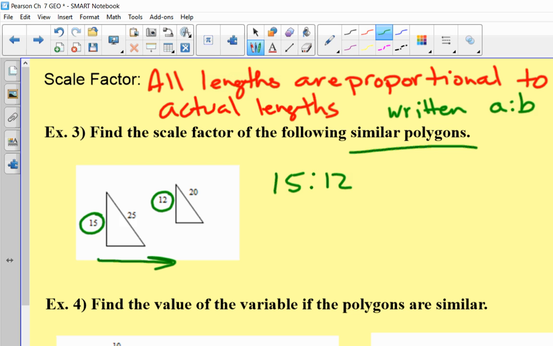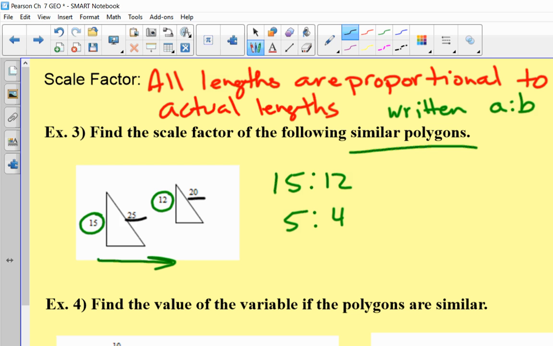But scale factors are a fraction, basically, so you want to reduce these if you can. 3 goes into both numbers, and my scale factor would be 5 to 4. Okay, now let's prove it. Let's play it with the other 2 that they gave us.